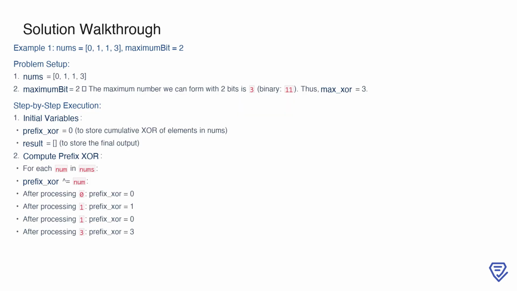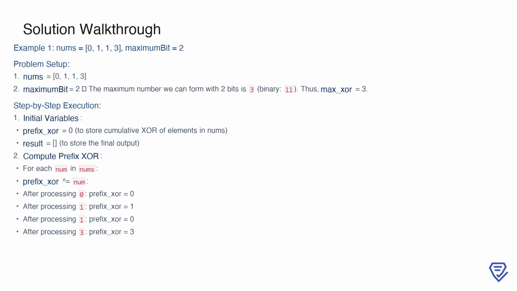To solve this problem, we start by understanding the setup for the given example. The array of numbers, nums, is 0, 1, 1, 3, and the maximum bit is 2. This means the largest number we can represent using 2 bits is 3, which in binary is 11. Therefore, our max_XOR value is 3. We initialize two variables, prefix_XOR is 0 to keep track of the cumulative XOR of the numbers, and result as an empty array to store the final output.